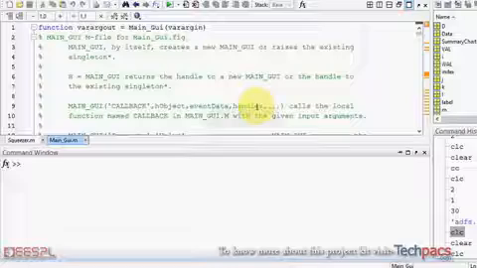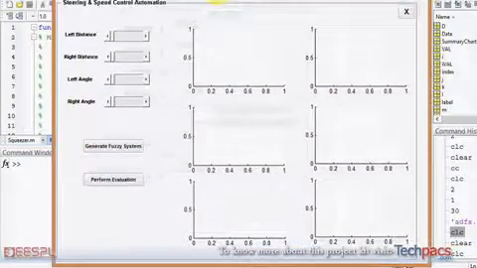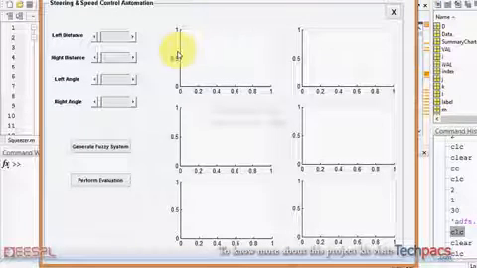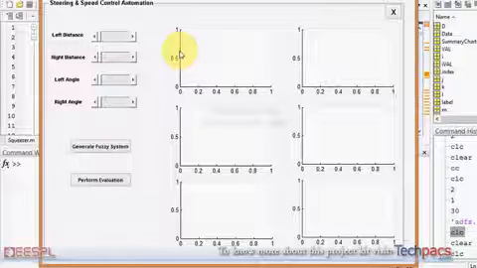Today I'm here to demonstrate a project which is basically on speed and steering control of the vehicle. This can be used for automation purposes, in which the speed of the vehicle can be controlled by giving input from the user, or you can apply sensors on the vehicle.